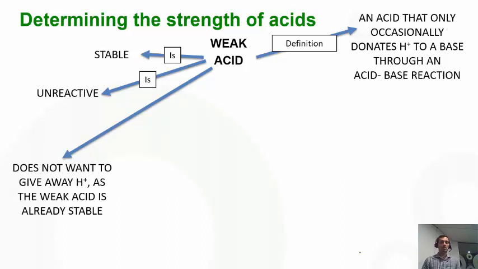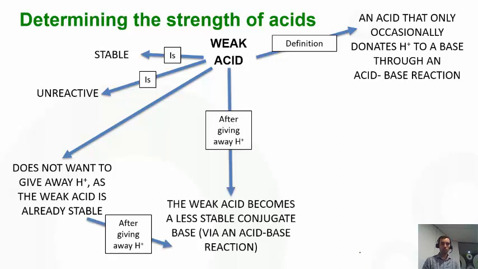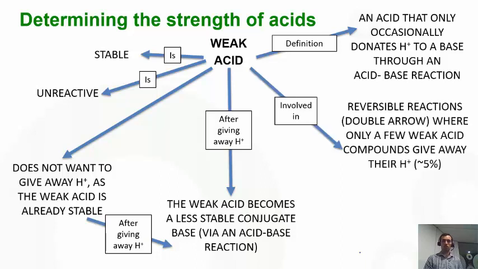So we can say that the weak acid doesn't want to give away its H+ because it's already stable. But occasionally the weak acid will lose its H+ around 5% of the time. So when the weak acid does give away its H+, it becomes a conjugate base, which is actually a bit less stable than the initial weak acid is. Remember, atoms and compounds always want to be stable, so that actually makes this reaction where the weak acid is giving away its H+ less favorable, because the weak acid actually becomes a product that is less stable than the initial weak acid was.